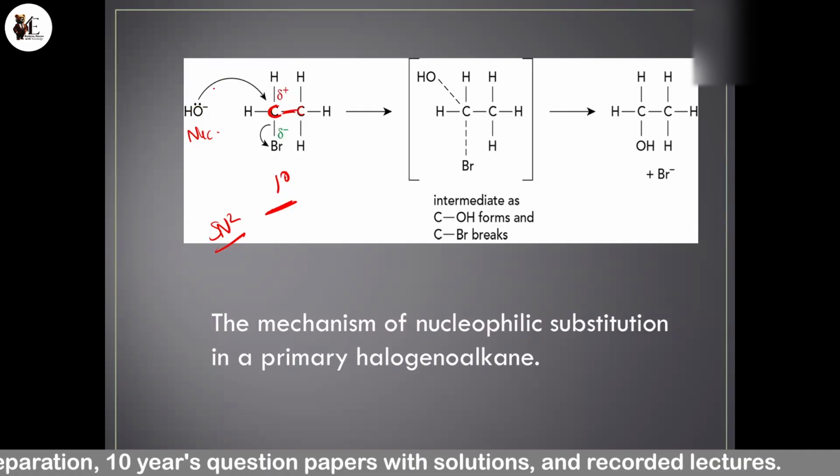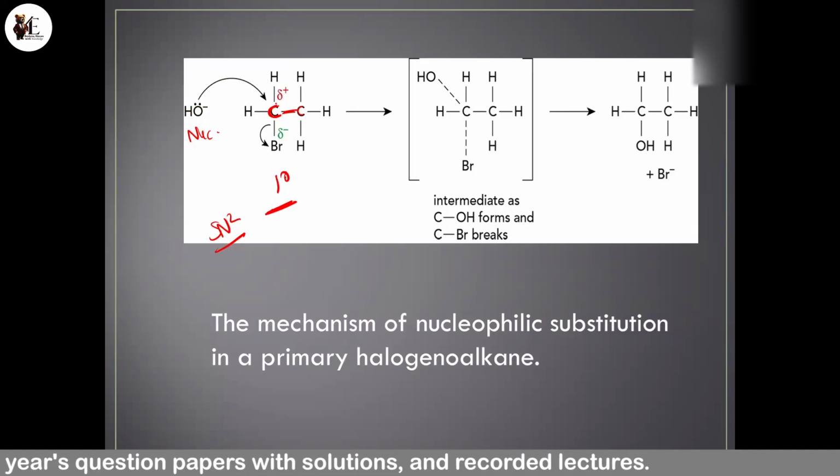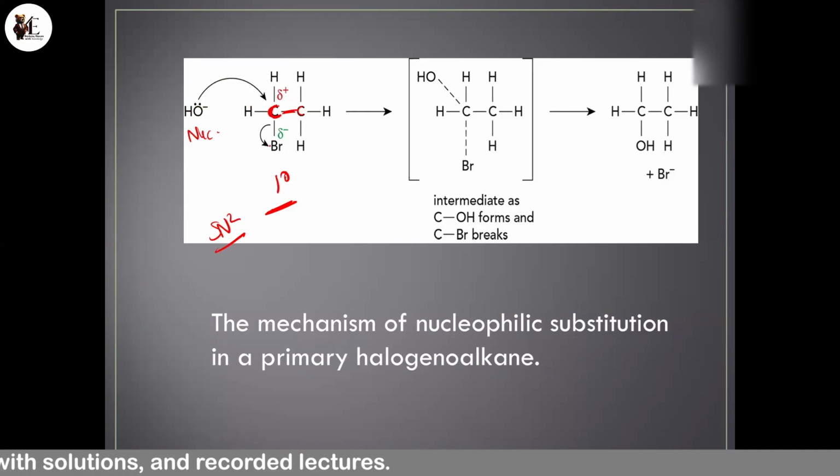Why is it attacking the carbon? You know, it is a nucleophile. It is attacking an electrophilic center, right? So why is it an electrophilic center? Because bromine is more electronegative. It is pulling electrons towards itself. That's why the carbon atom becomes electropositive.